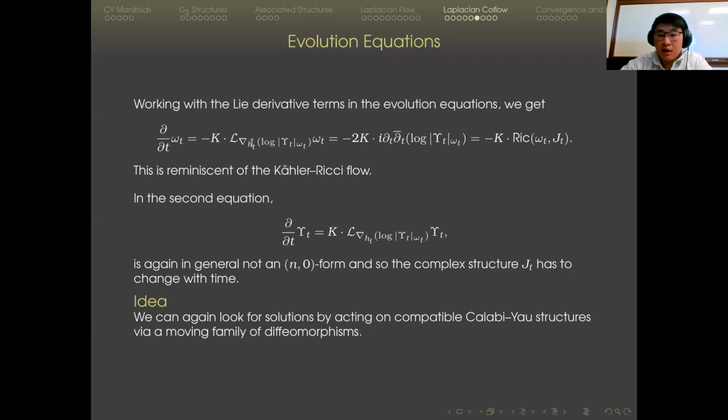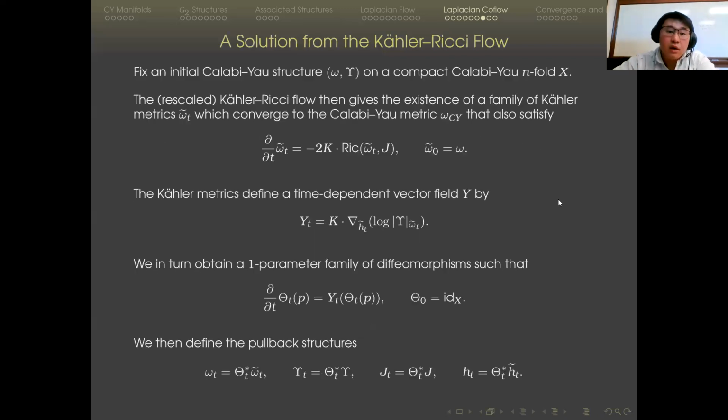So if we look at the top equation, it again tells us that we should be flowing something on the base. In this case, it looks like omega needs to flow by the Ricci flow, or some scaled Ricci flow. And the second equation again tells us that this complex structure needs to change, right? If we flow this holomorphic volume form, we don't get something that is type (3,0). So the complex structure needs to change. And we can use the same technique to look for compatible Calabi-Yau structures. So this thing over here tells us that we should maybe be looking at the Kähler-Ricci flow. So that's what we'll do.